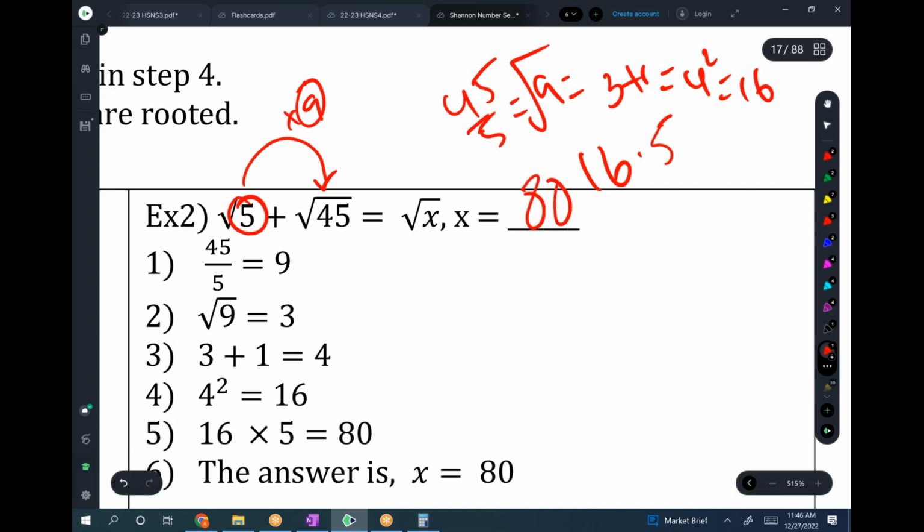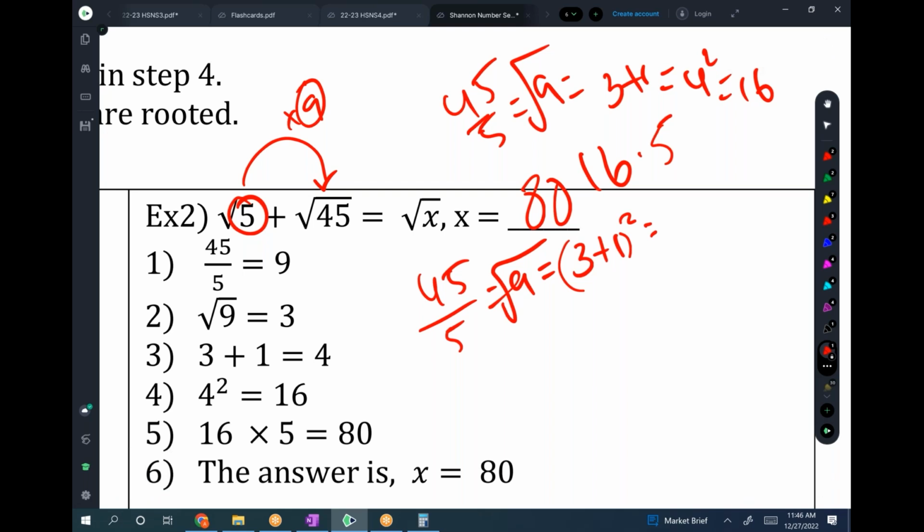Okay, how did I do that again? I did 45 divided by 5 is 9. I square rooted it, I got 3. I add 1 to it, and then I square that. So I get 3 plus 1 is 4, squared is 16. 16 gets multiplied by the 5, and I get 80.